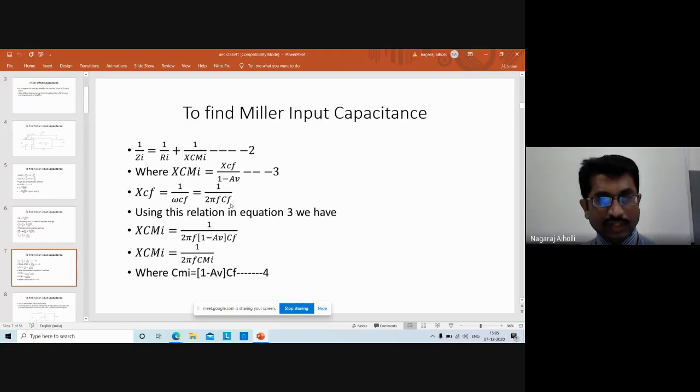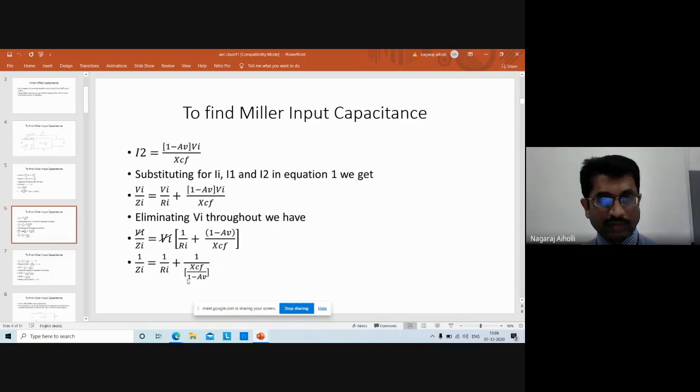Substitute this XCF equation in equation 3. So XCMi will be equal to 1/(2πf) into 1/((1 - Av) CF), or XCMi is equal to 1/(2πf CMi). What is CMi? This term, (1 - Av) into CF. Therefore, CMi will be equal to (1 - Av) into CF. That is Miller's input capacitance.